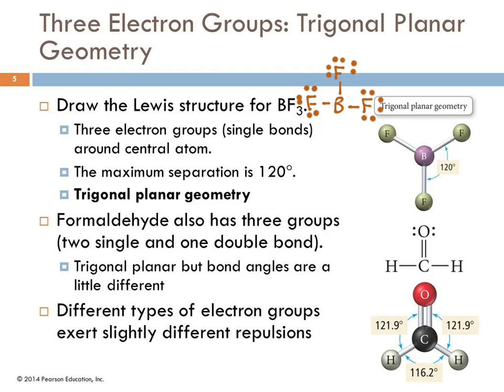If we look at formaldehyde, here's the Lewis structure for formaldehyde. It also has 3 groups: 2 single bonds and the double bond. Again, the double bond is one group. And so that's also going to spread out in a 2-dimensional triangle, trigonal planar.